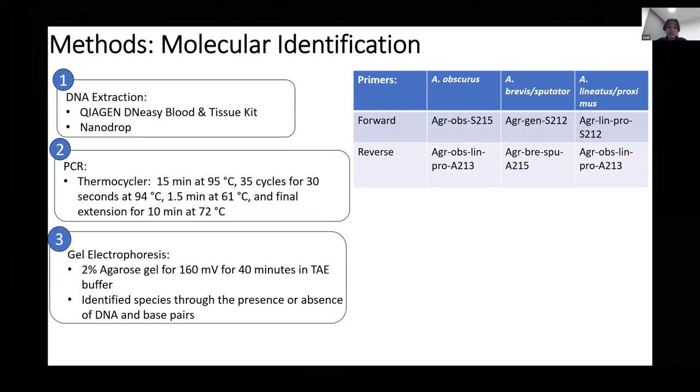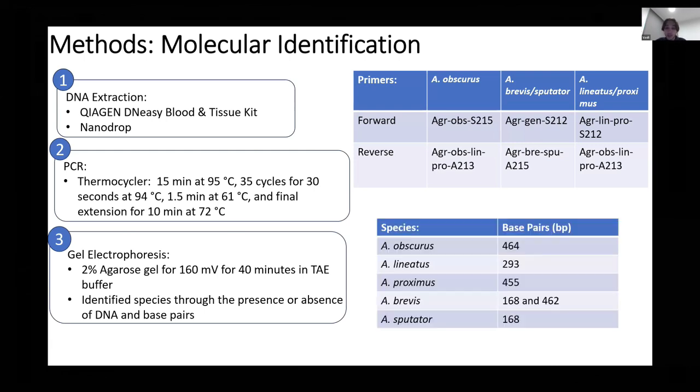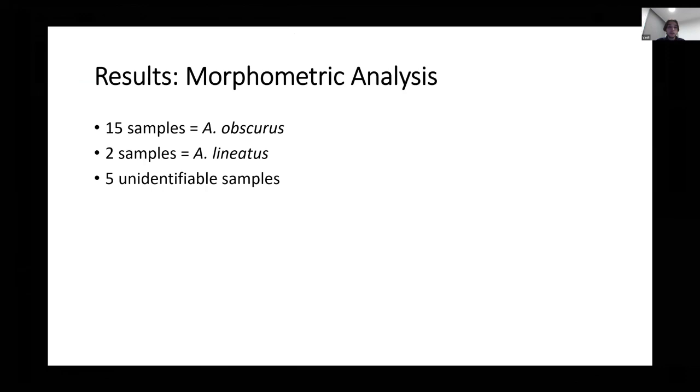And then 3 different batches of gel electrophoresis in order to see if there was a presence or absence of DNA. But if there was presence, I specifically looked at the base pairs to be able to accurately pick which species was present for that specific specimen. So first of all, the results for the morphometric analysis was most were Agriotes obscurus, which was expected since in that location, the most wireworm population is of that species.